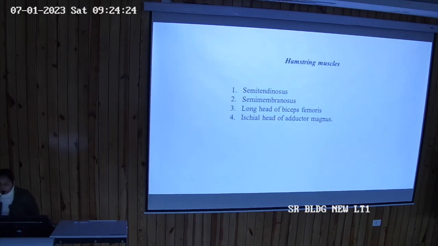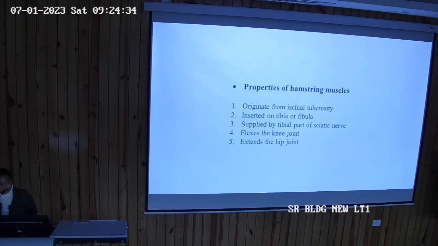So what are the hamstring muscles? You should know the name: semitendinosus, semimembranosus, long head of biceps femoris, and ischial head of adductor magnus. Now, what are the common properties of these hamstring muscles? All these muscles have a common origin. They are originating from ischial tuberosity. Then they have insertion on one of the bones of the leg, either on the tibia or on fibula. Okay, so they will take insertion on the tibia or fibula.